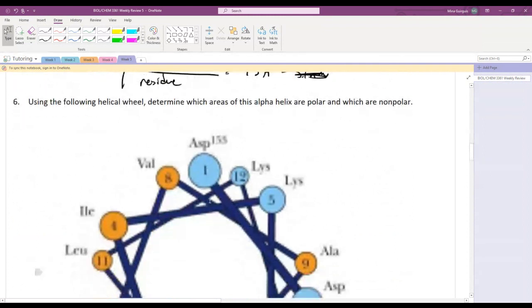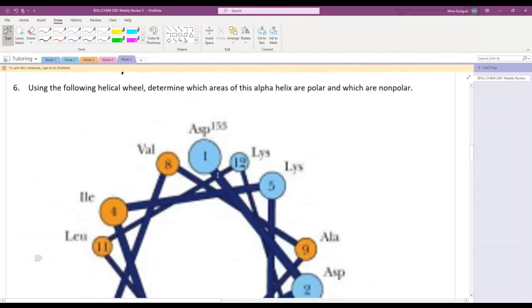Okay. Number 6, and this is kind of the last part of the alpha helix that we should talk about, is using a helical wheel, determine which parts of an alpha helix are polar or nonpolar. So helices, because of their conformation, can be either polar, nonpolar, or amphiphilic, amphipathic, which means they have both polar and nonpolar components.